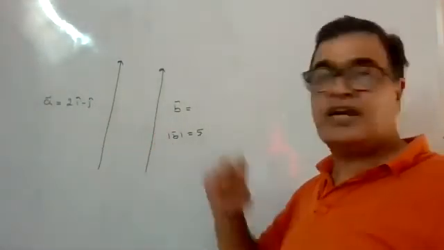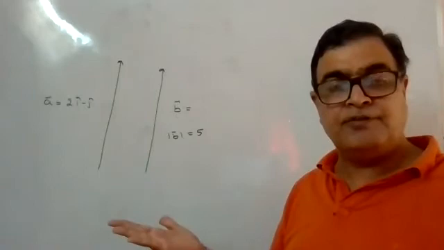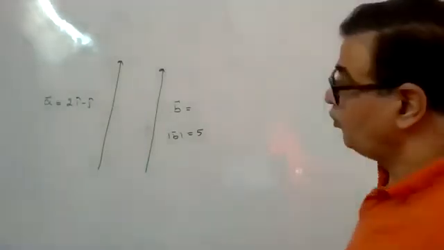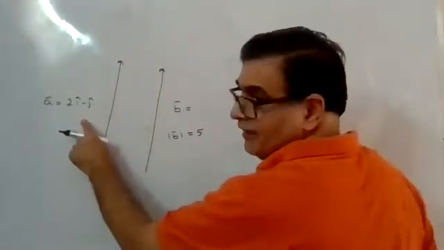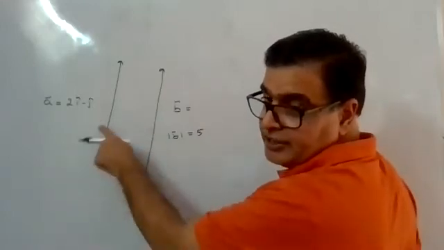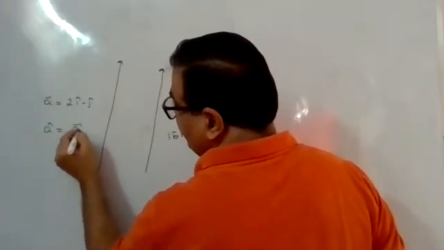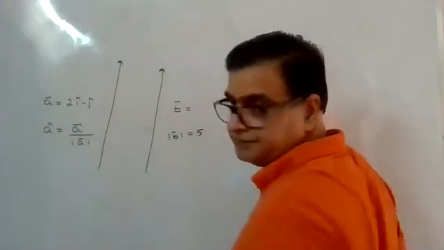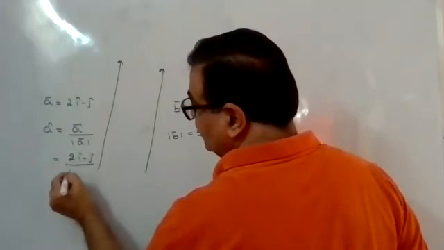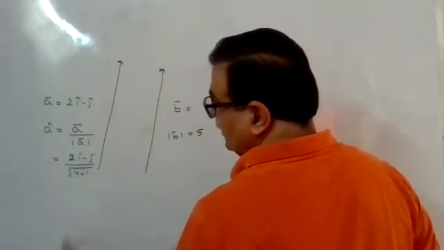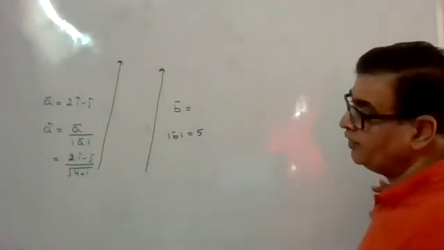This vector and this vector are parallel, which means their directions are the same. Who will give the direction of the vector? That will be given by the unit vector. So whatever unit vector of this will be the unit vector of this. इसका जो unit vector आएगा वही unit vector इसका भी होगा because their directions are the same. A cap is A vector divided by its magnitude. When you solve it, it comes out to be 2i minus j by root of 4 plus 1, root 5 होगा. So A cap we got as 2i minus j by root 5.